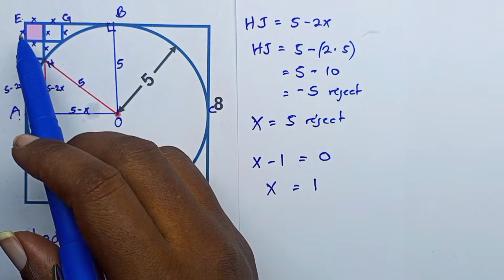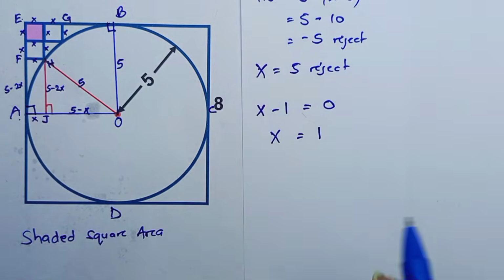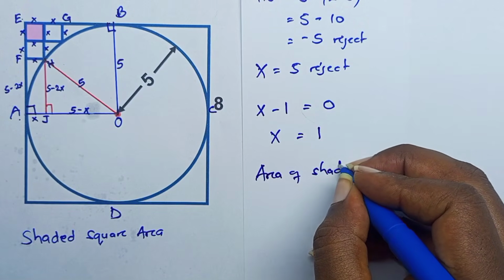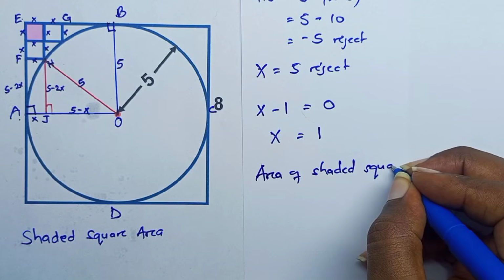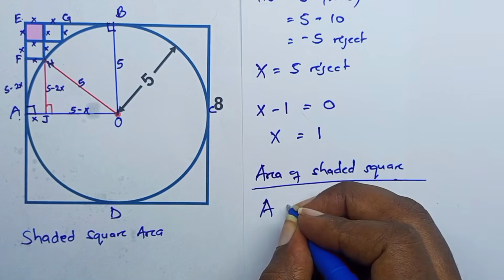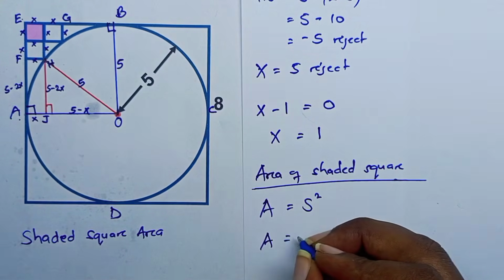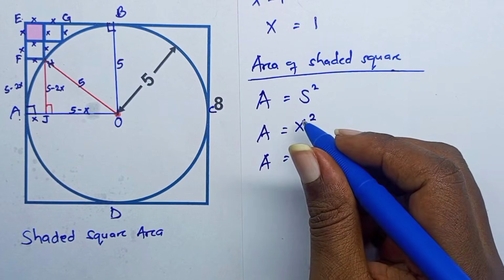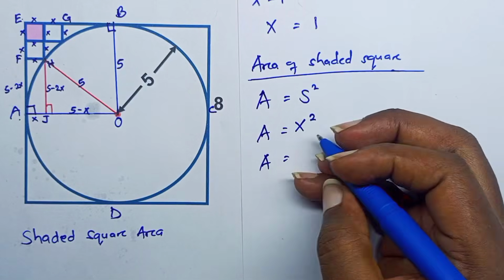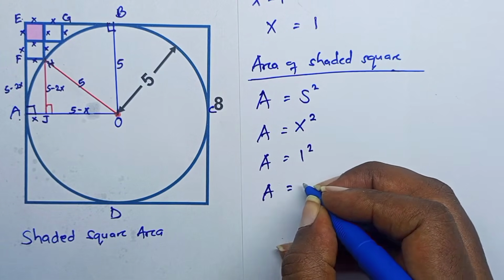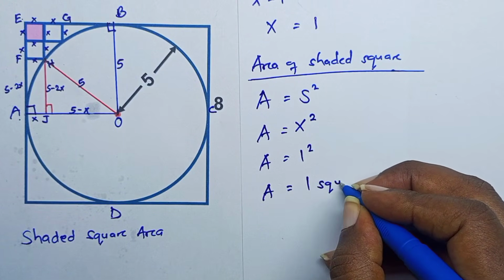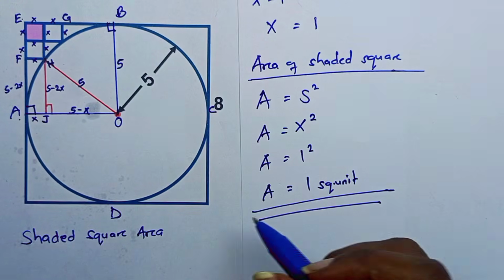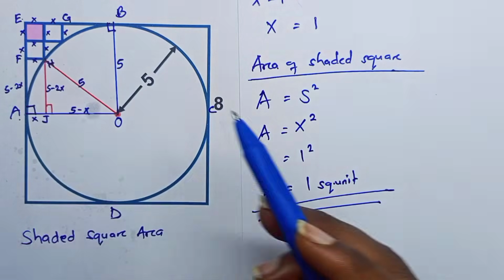So now we can find the area of our shaded square. Area of shaded square is side squared, and our side is x, so x squared. Our x value we've got as 1, so 1 squared, and so area is 1 square unit. So that's the answer. That's the area of this shaded square.